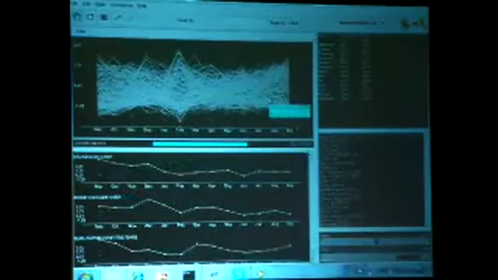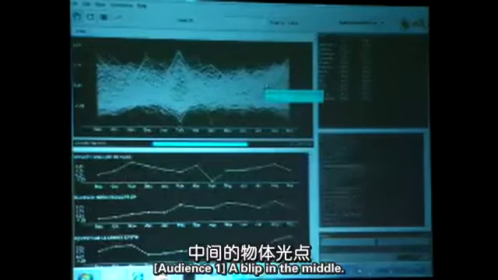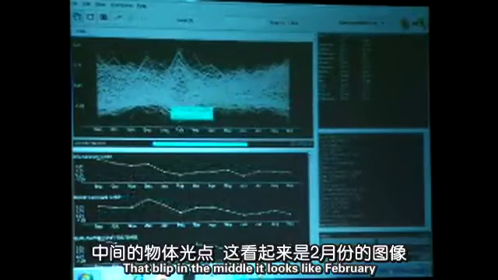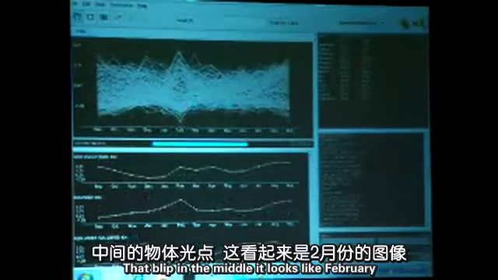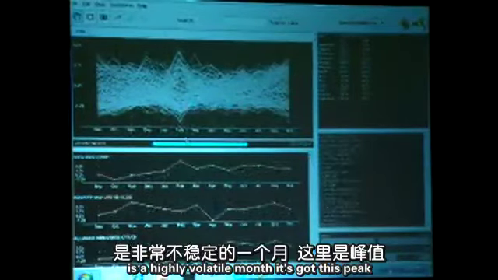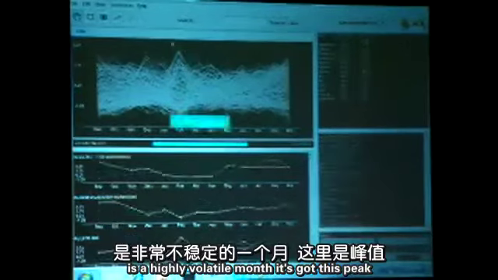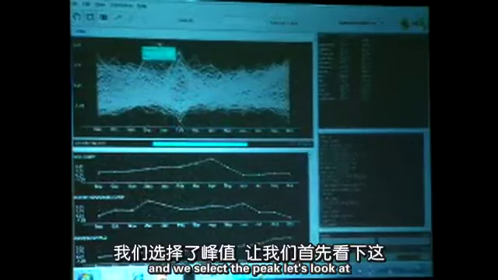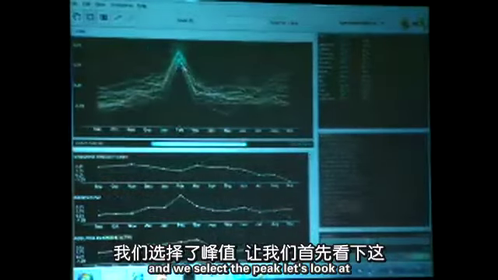Here's your moment. That blip in the middle, right, thank you, that's right. It looks like February, if you may have trouble reading it there, is a highly volatile month. It's got this peak and bottoms there. So we grab the time box and we select the peak. Let's look at that first.